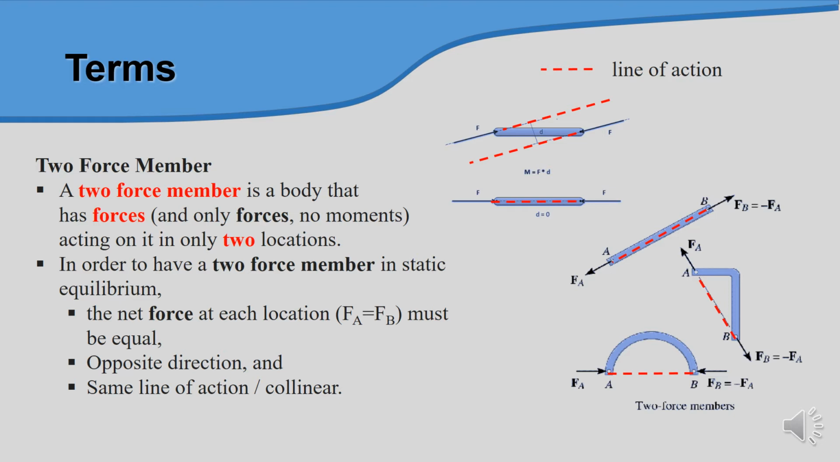So if you look at this diagram, you can see several formations of structure, and then there are two forces acting along the same line of action with a different direction and the same magnitude. So this is what we call a two force member.